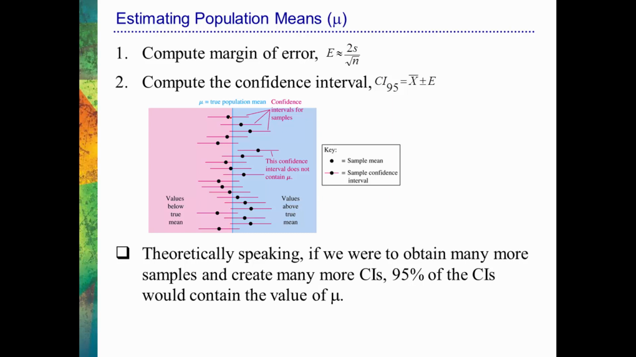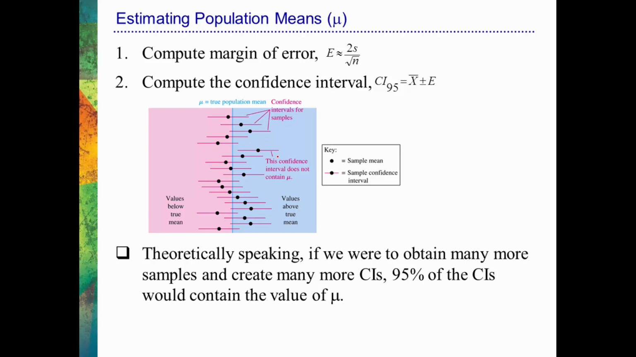The black dots are representing the sample means. So all of these values in here are sample means that were below the true mean, and all of these sample means on this blue side are values that were above the true population mean. But we can see here that these confidence intervals are typically including this true population mean value. So out of these 20 times, 19 times those confidence intervals contain the true population mean value.